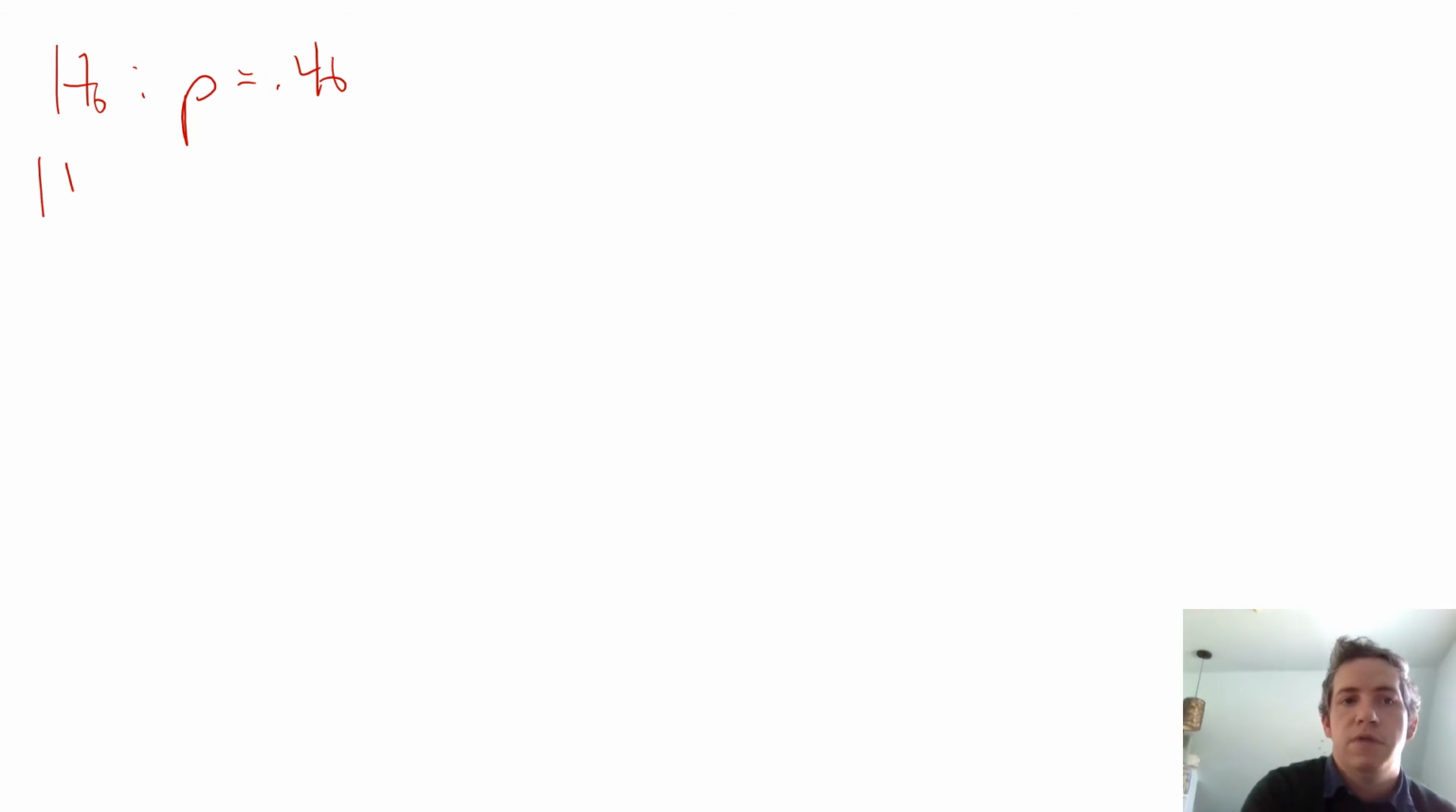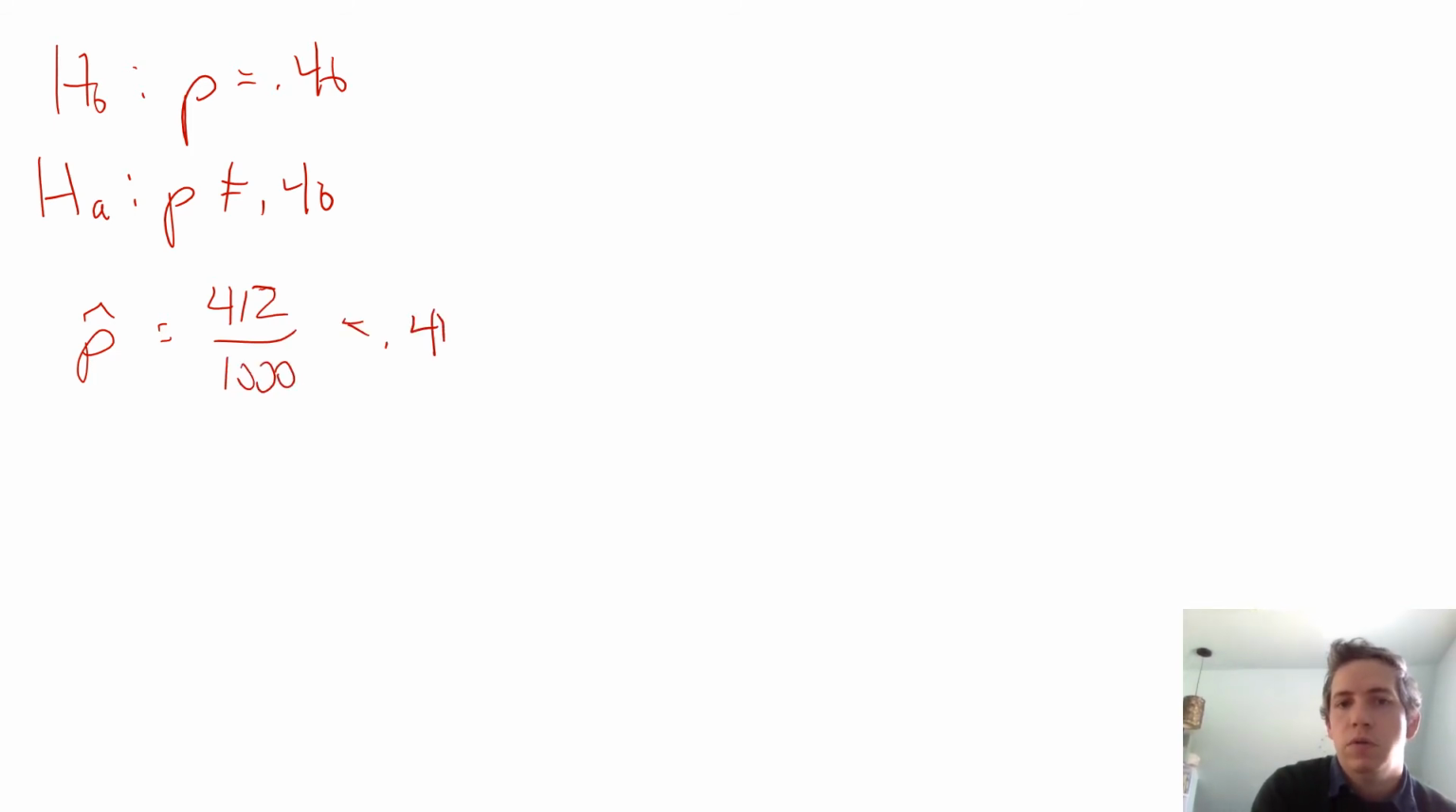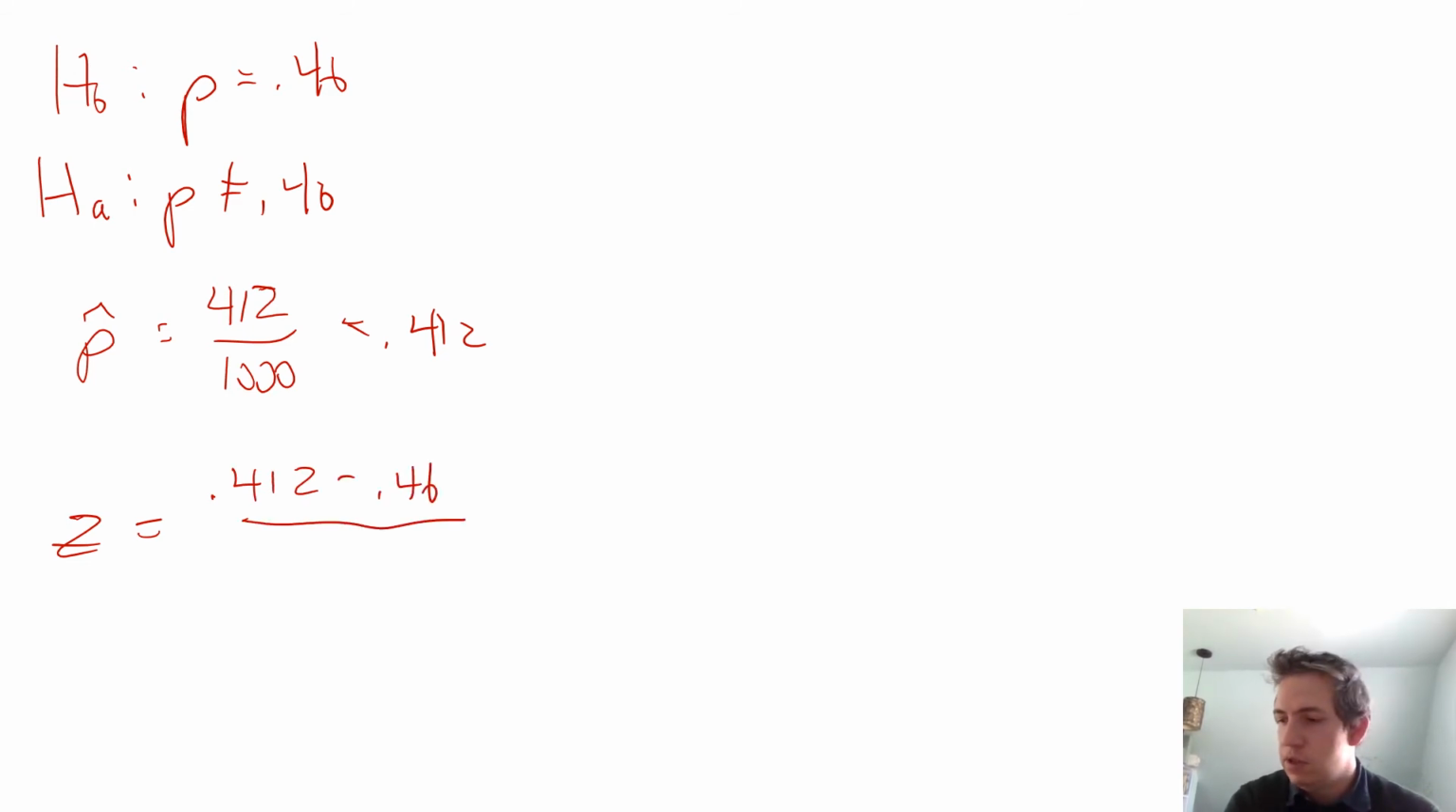So to run this two-tailed test, we need to look at the distribution. Here we're given, again, the null hypothesis that P is equal to 0.46, and the alternative hypothesis that P is not equal to 0.46. We are given a test statistic. Our P hat is equal to 412 over 1,000, which is equal to 0.412. And so our test statistic is the z-score for this distribution, where we take 0.412, subtract 0.46, but then divide by the standard deviation for the distribution.